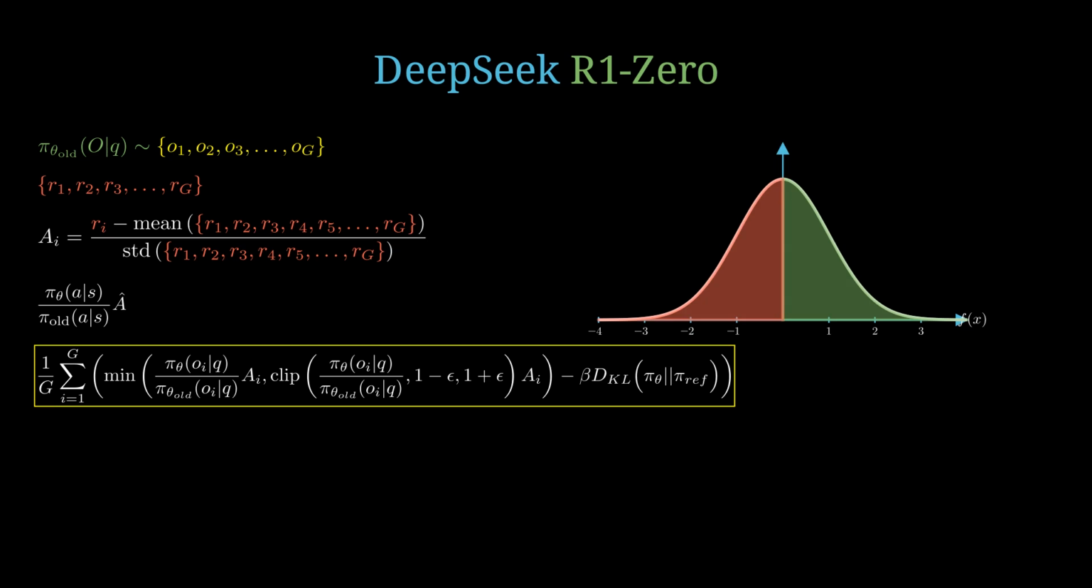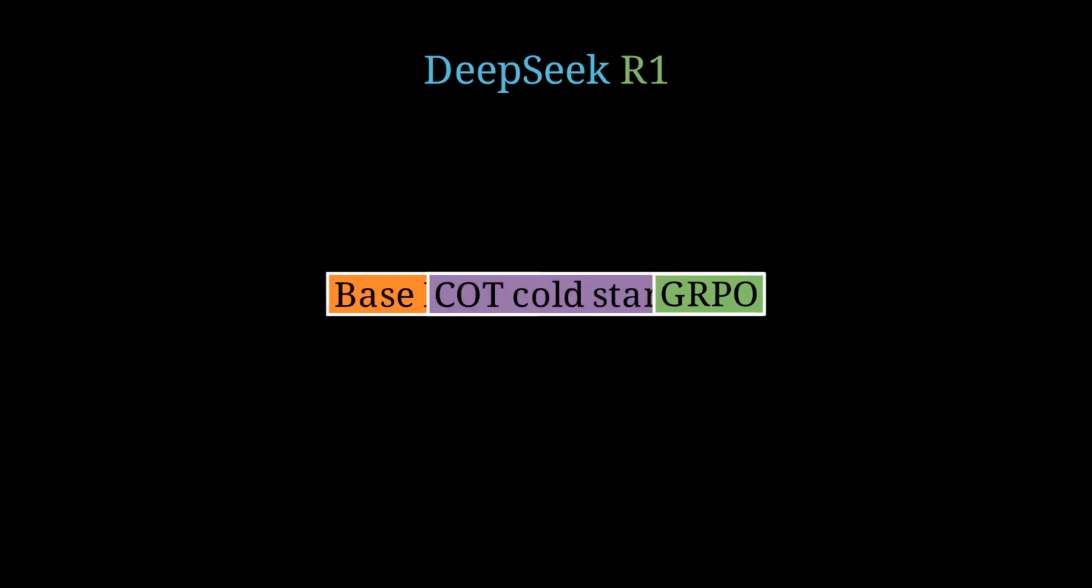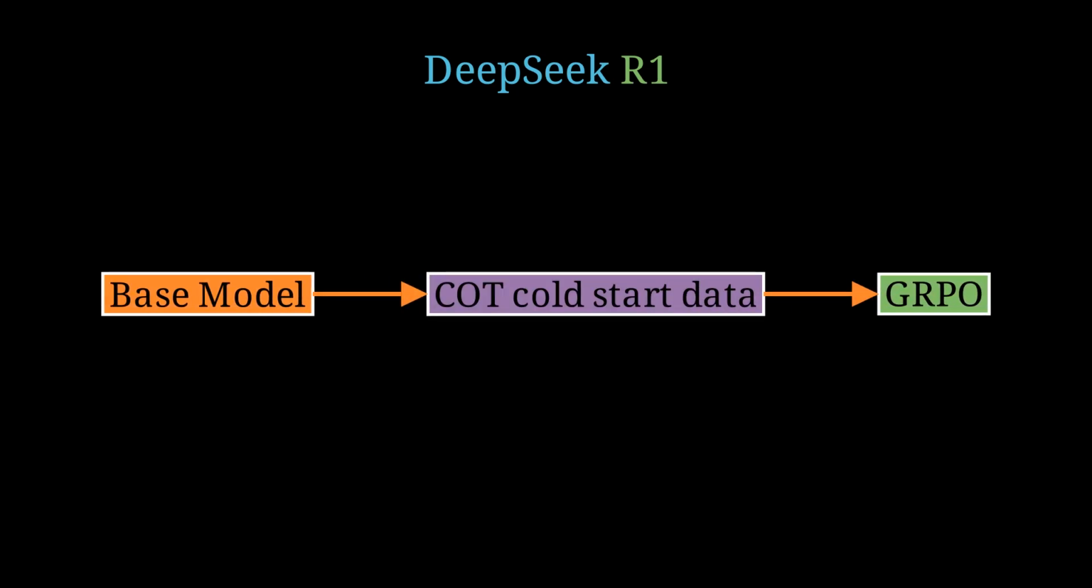So, with this group relative policy optimization equation, we try to improve the policy from our current policy every time. Now for the R1-Zero model, we have a base model. You can consider it DeepSeek-V3. We train it with group relative policy optimization. But for the R1 model, we first start with some supervised data for chain of thought before going for reinforcement learning training.